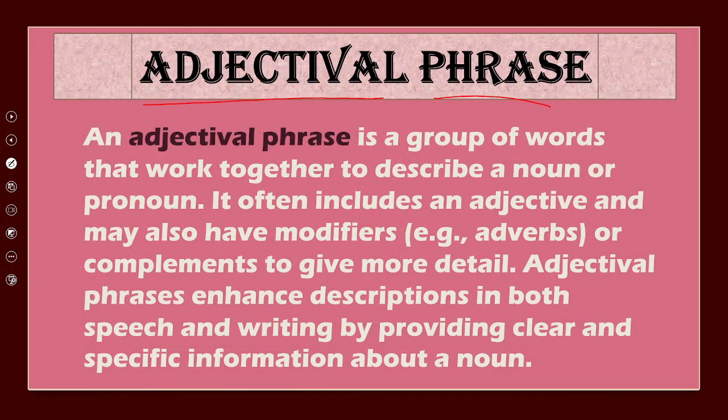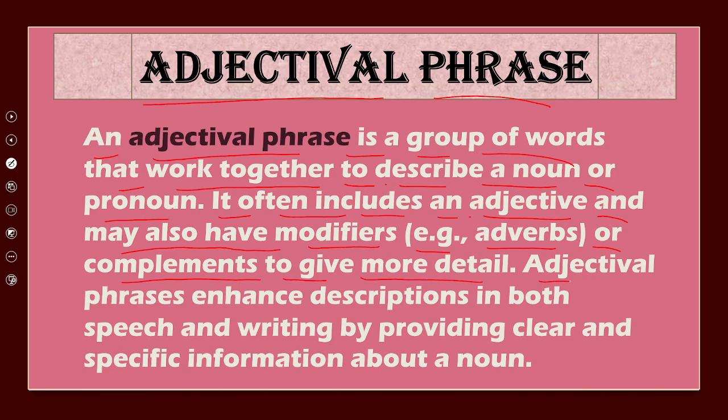Adjectival phrase. An adjectival phrase is a group of words that work together to describe a noun or pronoun. It often includes an adjective and may also have modifiers, for example, adverbs or complements to give more detail. Adjectival phrases enhance descriptions in both speech and writing by providing clear and specific information about a noun.